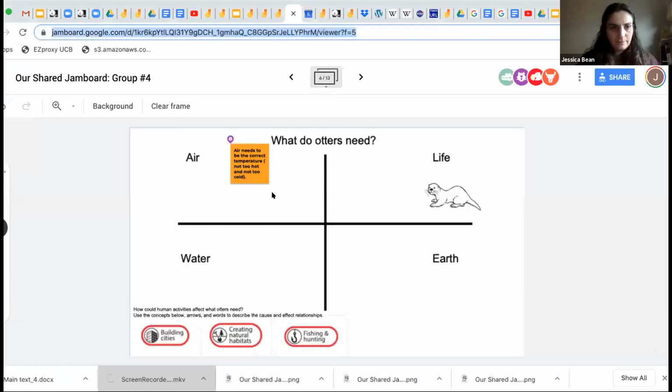Is it okay if I share my screen so everyone can see? Okay, is this your Jamboard? Is this what it looks like to you? All right, cool. So I see someone already added the air needs to be the correct temperature, not too hot, not too cold. What else do otters need in these 4 spheres?